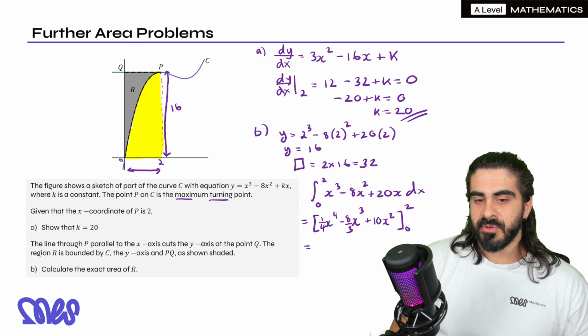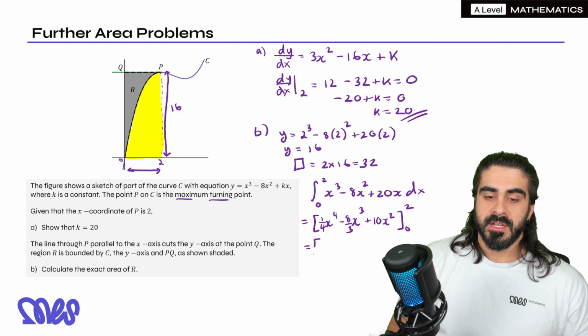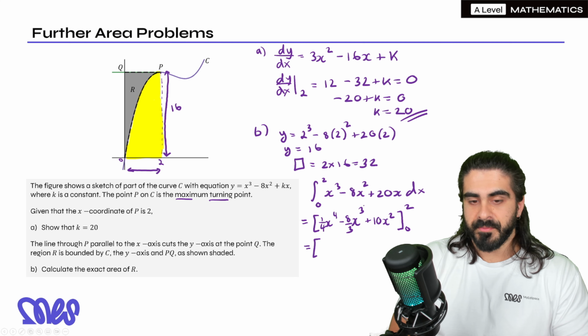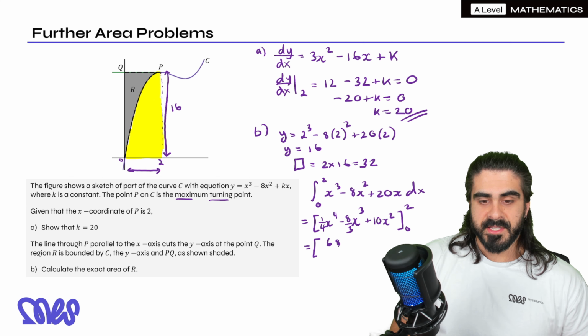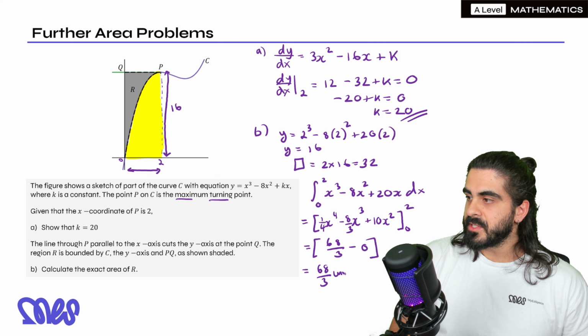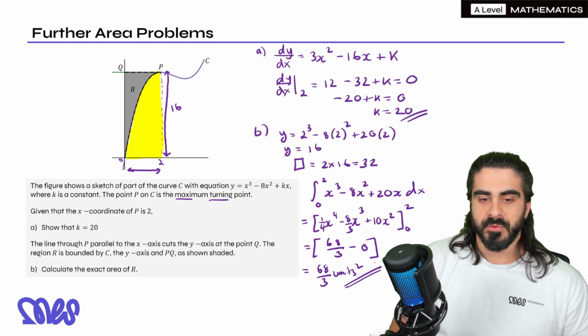Now subbing in 0, guys, it's all in terms of x, so subbing in 0 is just going to give you 0. So you only need to sub in 2. Subbing in 2 gives you 68 over 3, minus subbing in 0 gives you 0. Our final answer, guys, is 68 over 3, and you can say units squared if you want.